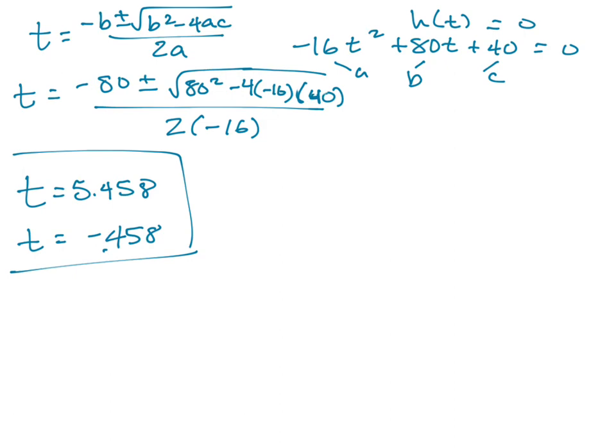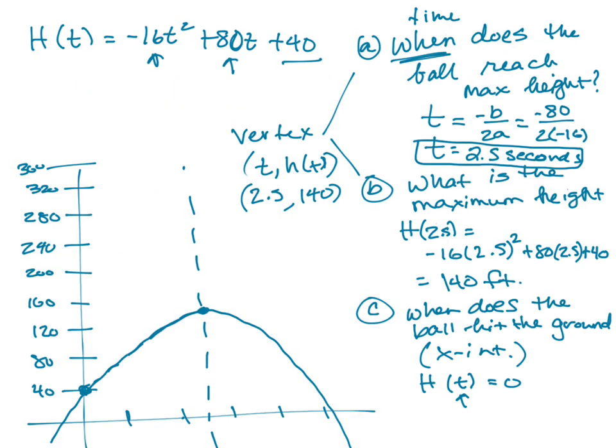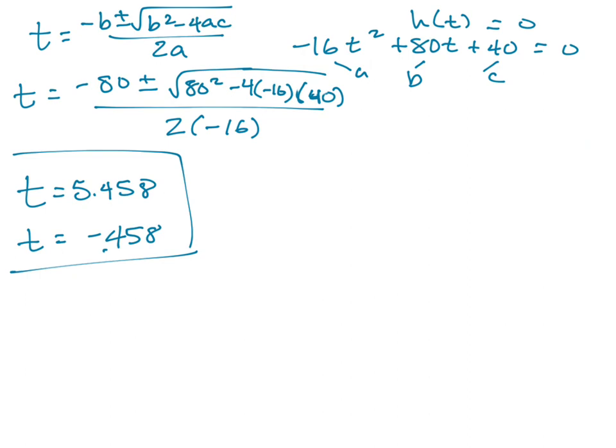So what are we finding? What does T stand for? Time. Can time be negative? No. So if you look back at this picture, this makes perfect sense. We know that the ball started at 40 feet in the air, so any time that happens before that doesn't count. So we throw out this negative time. That's pre-throw. Time can't be negative.